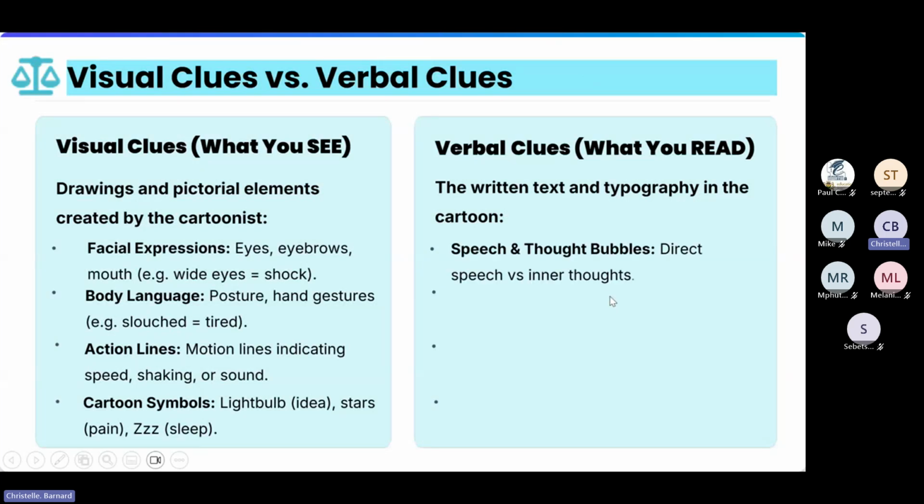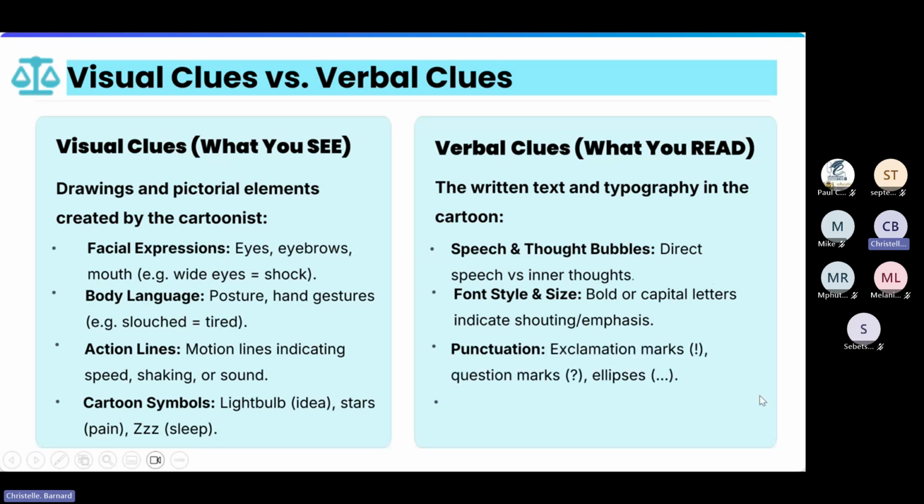So the first one, the speech and the thought bubbles. Is it direct words that the person is saying, or is it just what the person is thinking? Then font style, is it bold and capital letters? Sometimes if a person is shouting, the letters will be big and the letters will be dark. Punctuation: exclamation marks are used, question marks are used, ellipses are used.